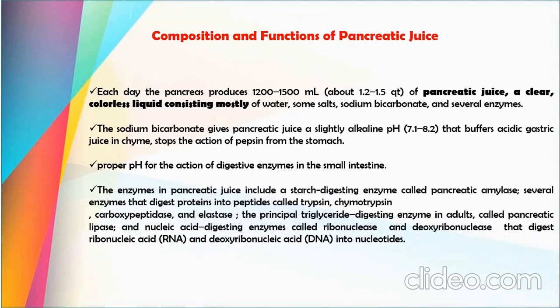The enzymes in pancreatic juice include a starch digesting enzyme which is called pancreatic amylase. Several enzymes that digest proteins into peptides are trypsin, chymotrypsin, carboxypeptidase and elastase. The principal triglyceride digesting enzyme in adults is pancreatic lipase, and the nucleic acid digesting enzymes are ribonuclease and deoxyribonuclease, which digest ribonucleic acid and deoxyribonucleic acid into nucleotides.